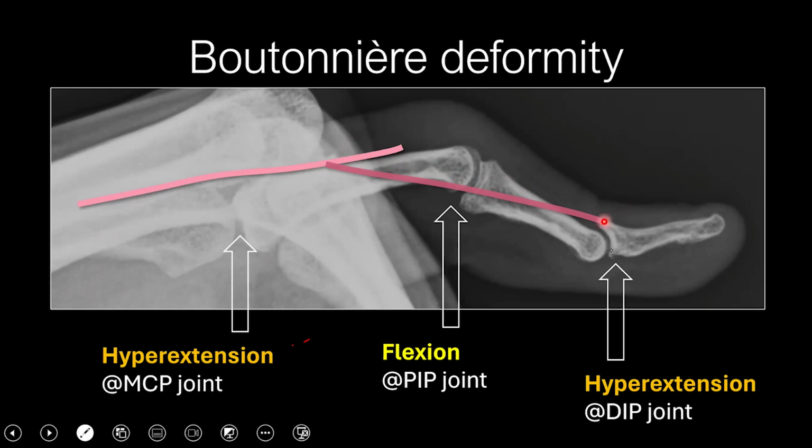But it acts, because it is attached to the base of the distal phalanx, as an extensor, and it causes the extension of the distal interphalangeal joint. So this shift of the lateral bands is of paramount importance in understanding the boutonniere deformity.